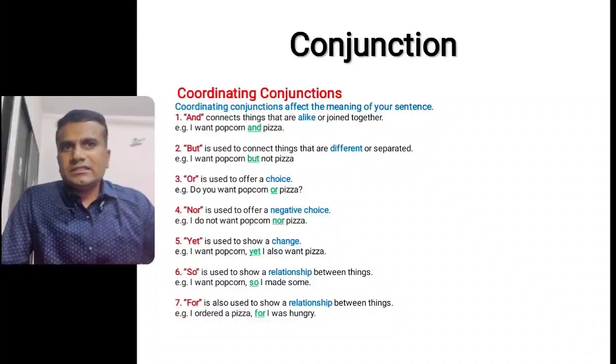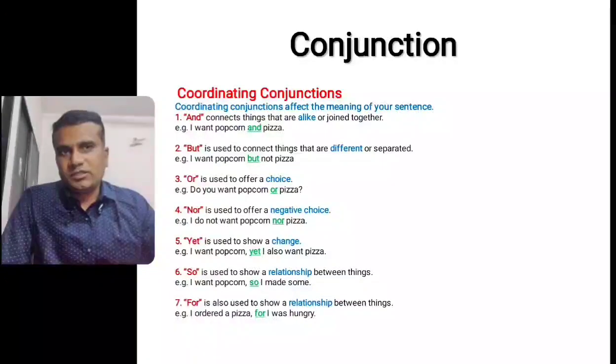See, coordinating conjunctions affect the meaning of your sentence. We will see how they affect the meaning of a sentence. The first coordinating conjunction is "and". It connects things that are alike or joined together. For example, I want popcorn and pizza. Here, two things are connected or joined together, and both are alike, that is popcorn and pizza.